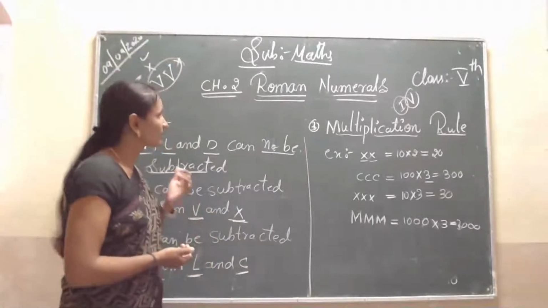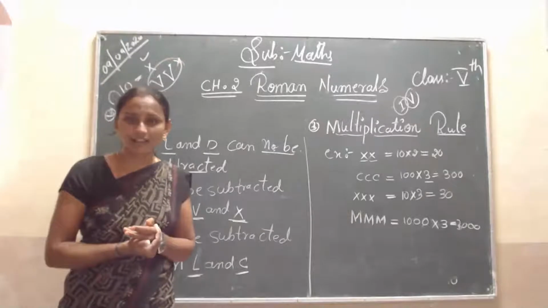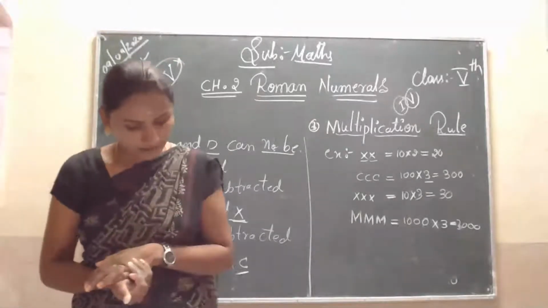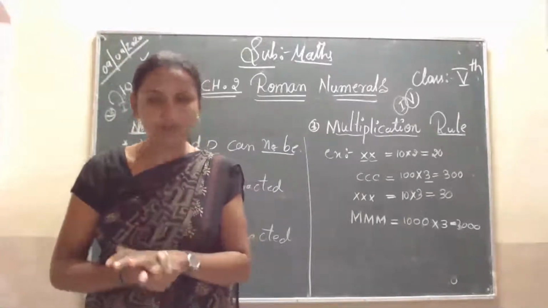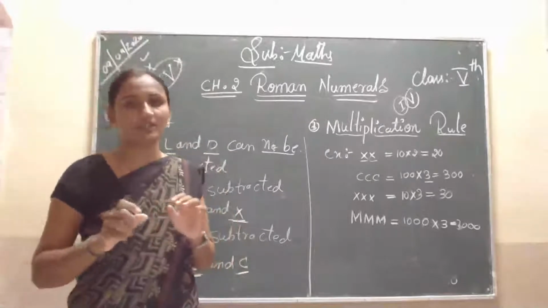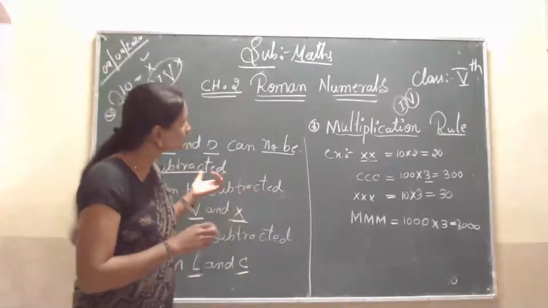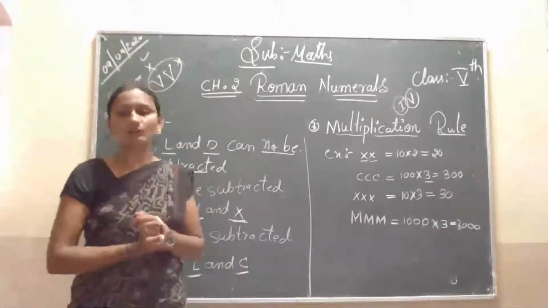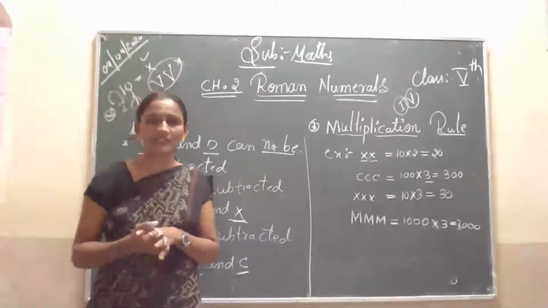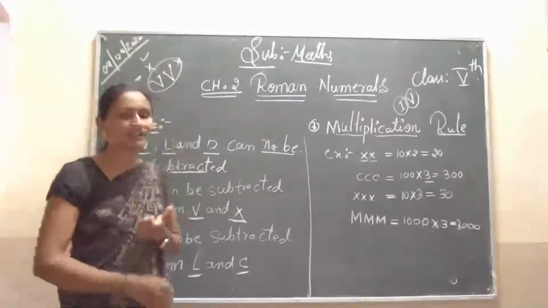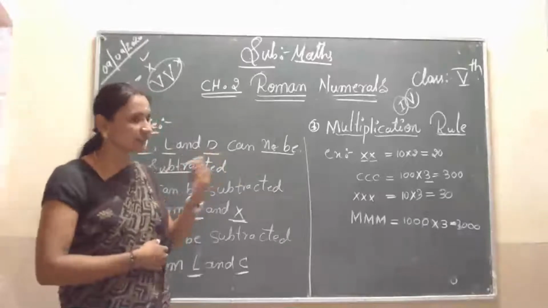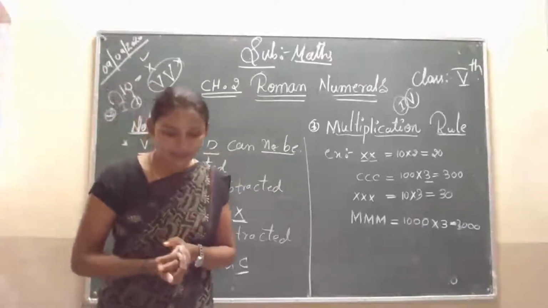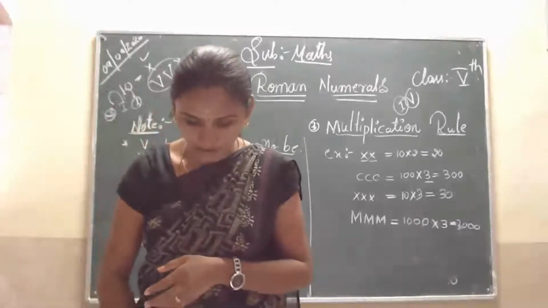Okay, students, today's class is completed. The rules of addition, subtraction and multiplication, especially these 3 rules, are very important in the Roman system. So note down these definitions with the symbols. Okay. Next class I will explain further.